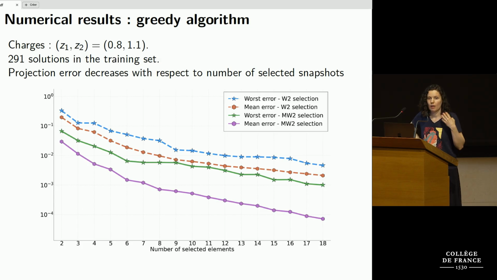So somehow adapting the metric to the problem at stake improves a lot the situation.